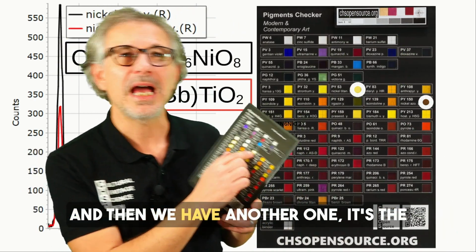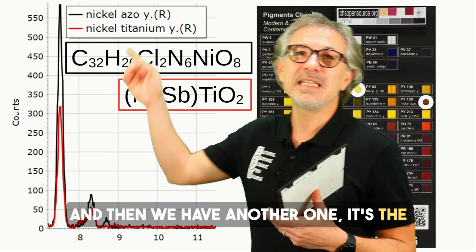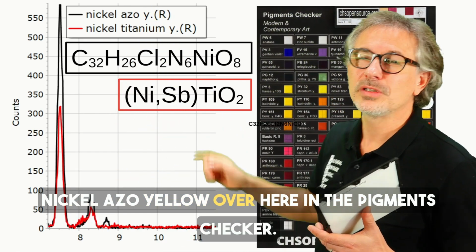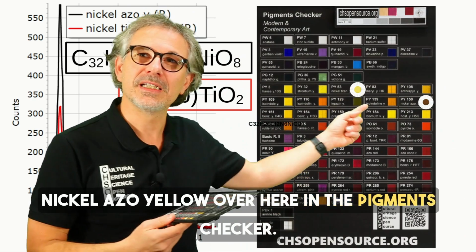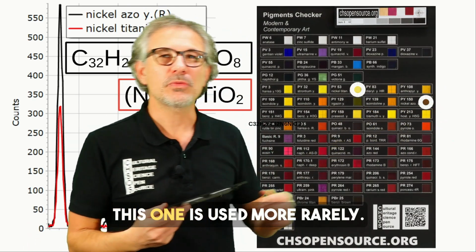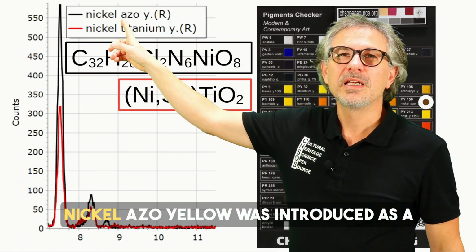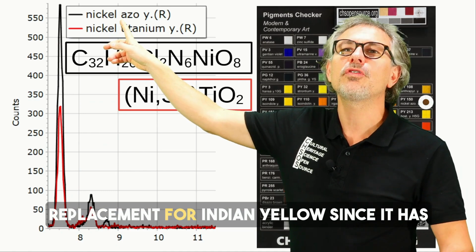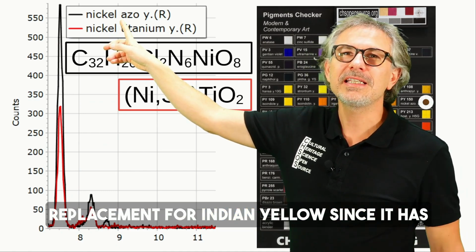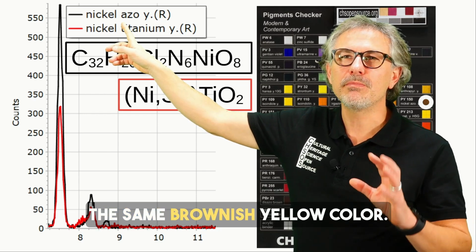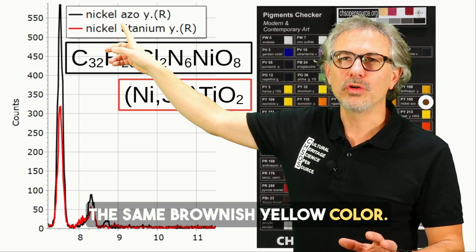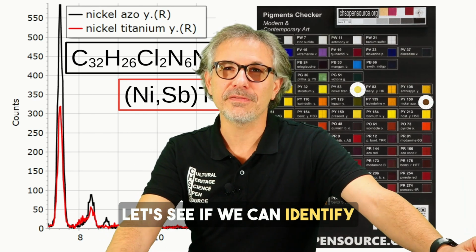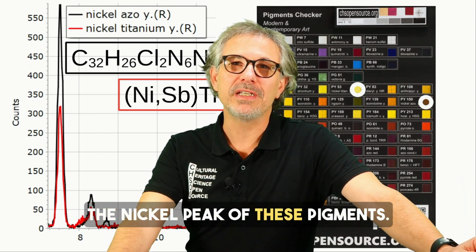And then we have another one, the nickel azo yellow, over here in the pigment checker. This one is used more rarely. Nickel azo yellow was introduced as a replacement for Indian yellow since it has the same brownish yellow color. Let's see if we can identify the nickel peak of these pigments.